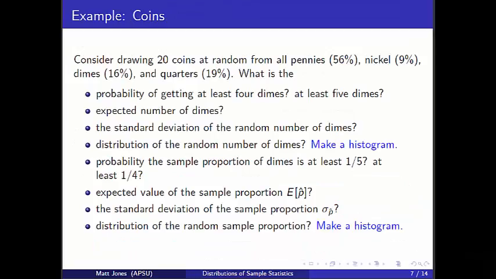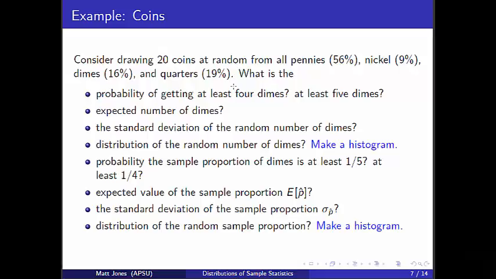So to help motivate our discussion about sample proportions being used to estimate population proportions, let's go back to our fountain full of coins and consider drawing 20 coins at random from the fountain. Again, we're assuming that there's an absurdly large number of coins in this fountain, just an infinite number of coins, a sea of coins, where 56% of the coins are pennies, 9% are nickels, 16% are dimes, and 19% are quarters.